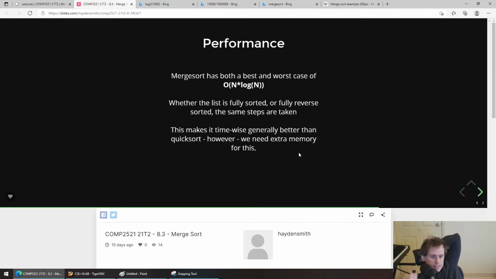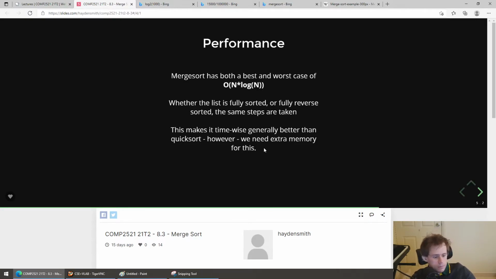It actually takes the exact same amount of time on a sorted list as an unsorted list, because merge sort is kind of a bit dumb. It's not really looking for minimums. It's not really doing anything like that. It's literally just saying, I'm going to break this all up and then bring it back together. And it doesn't care whether it's in order or whether it's not in order. It'll just do it.